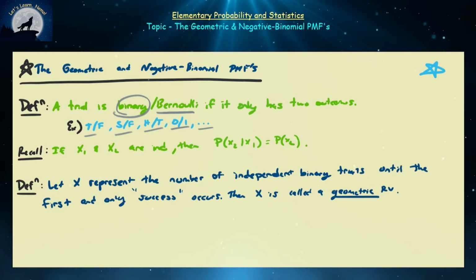And also, we say X1 and X2 random variables are independent, provided that the conditional probability of X2 given X1 has already occurred is just equal to the probability of X2. That is, X2 doesn't really care about X1.